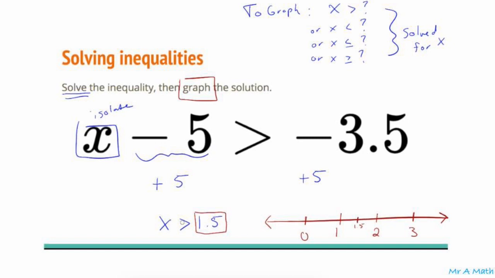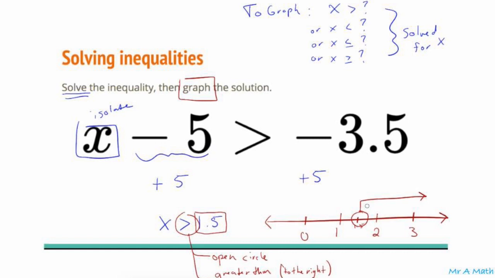Now it says x is greater than 1.5. So I'm going to circle 1.5. And since this is not an or equal to symbol, this means it's going to be an open circle, which means I don't shade it in. And since it's greater than, it's going to be to the right on the number line. Because as we go to the right, our numbers get bigger. So I'm going to just draw a line like this.